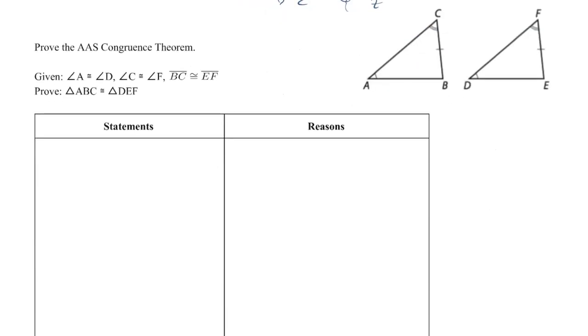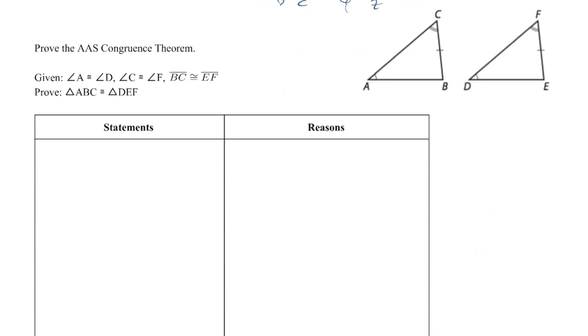All right, guys, here's a proof of angle, angle, side using what we know before. We know that A and D are the same, so we know these two are the same. And we know that C and F are congruent. And we know that BC and EF are congruent, this and this right there. Okay. Now we're going to prove this.